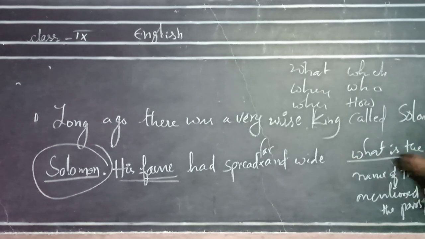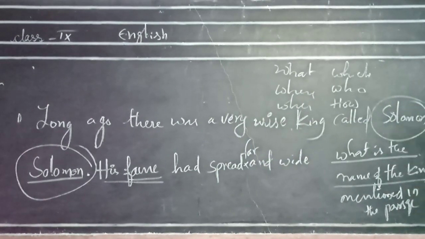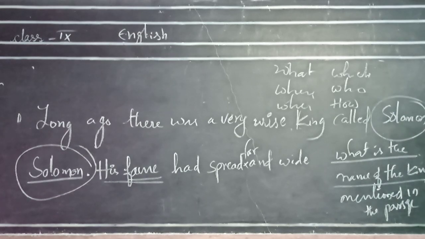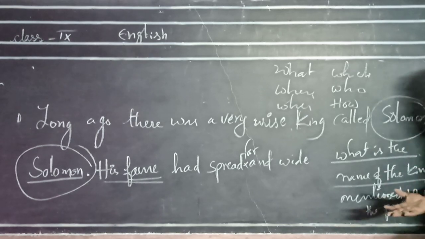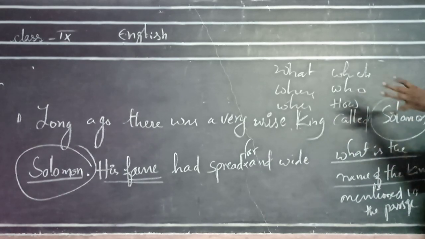So like this, we have to frame a question. You should get the underlined part as an answer. What is the name of the king? That is Solomon. The second underlined part is fame. So again, if you ask, what was spread far and wide? Automatically the answer comes as fame. Like that, we have to frame questions for the underlined part in the sentence.